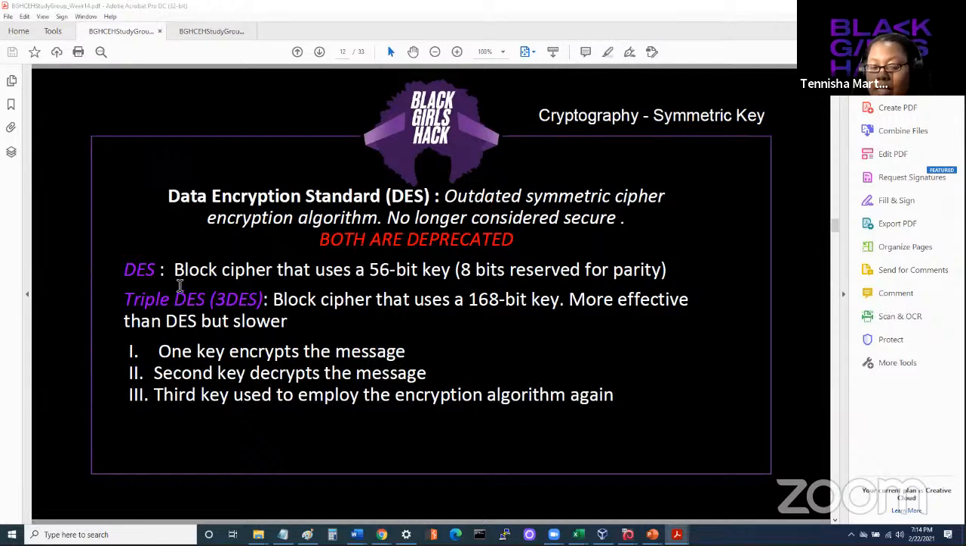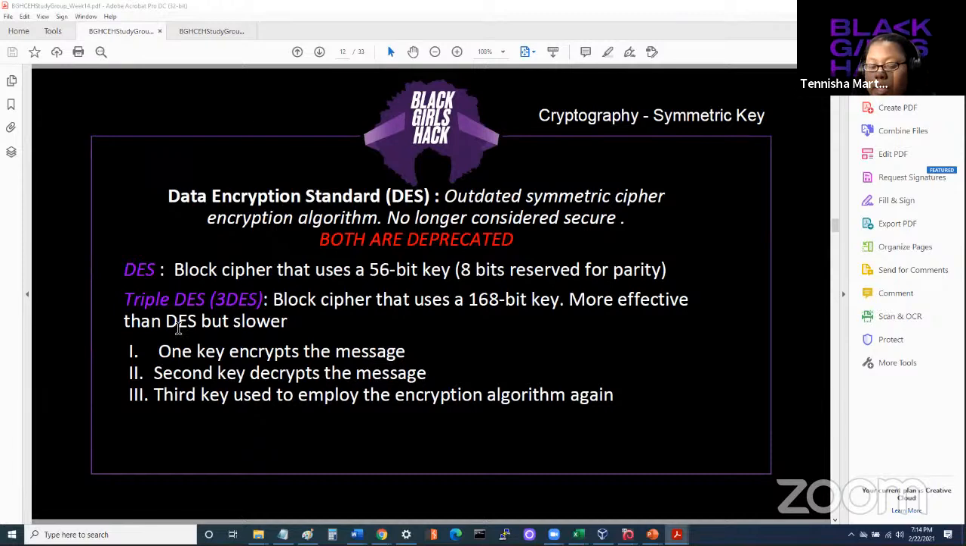With DES, you have a block cipher that uses a 56-bit key. 8 bits of this are reserved for parity. Then you have triple DES, which was implemented because DES was not secure enough and was easily crackable. DES is deprecated for that matter. Deprecated just means that it's no longer being used actively as a cryptographic solution.